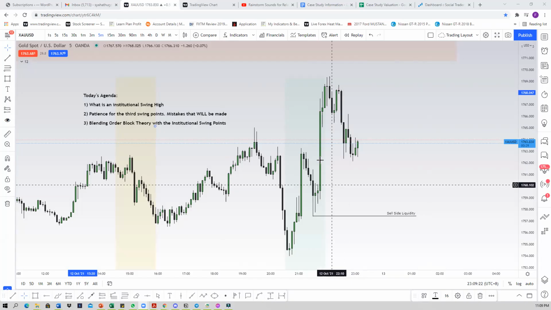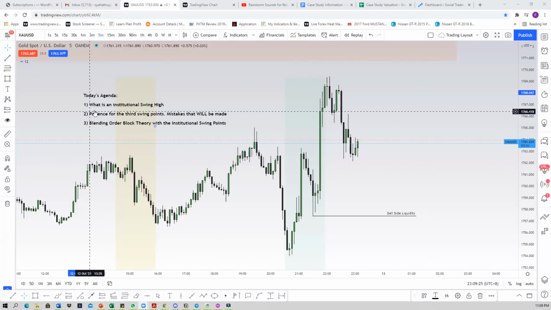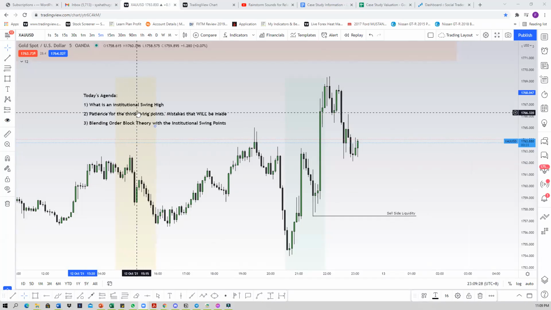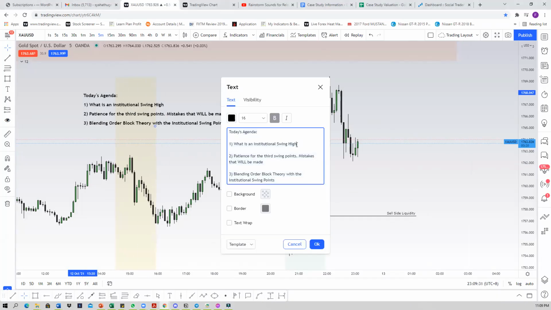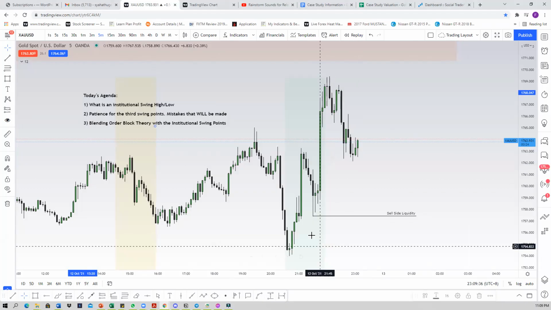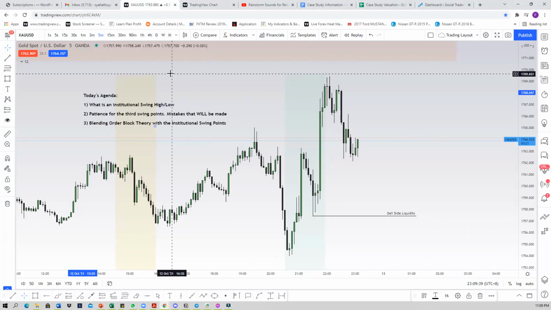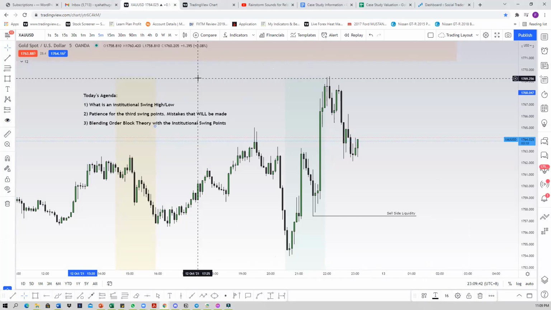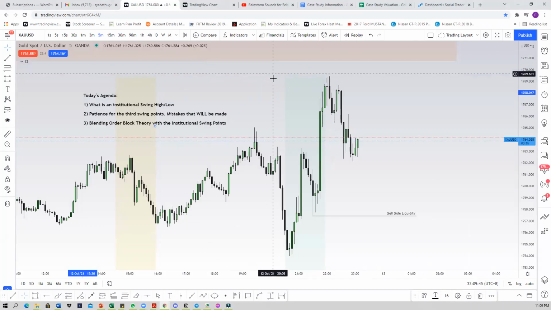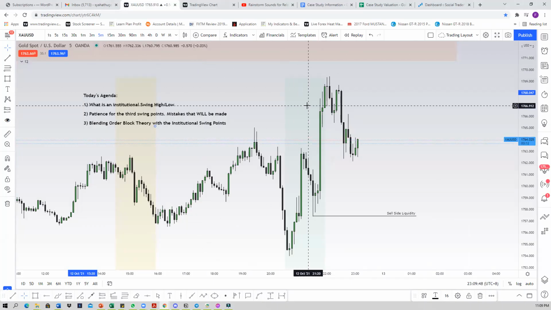So I'm going to keep it nice and simple, short and sweet. Today's agenda: what is an institutional swing high or low? Patience for the third swing point. Mistakes that you will make while looking at this. And then finally, I'm going to show you how to blend order block theory with the institutional swing points, conceptually. Keyword being conceptually. The work that goes behind this comes in the form of homework, which you should be doing.